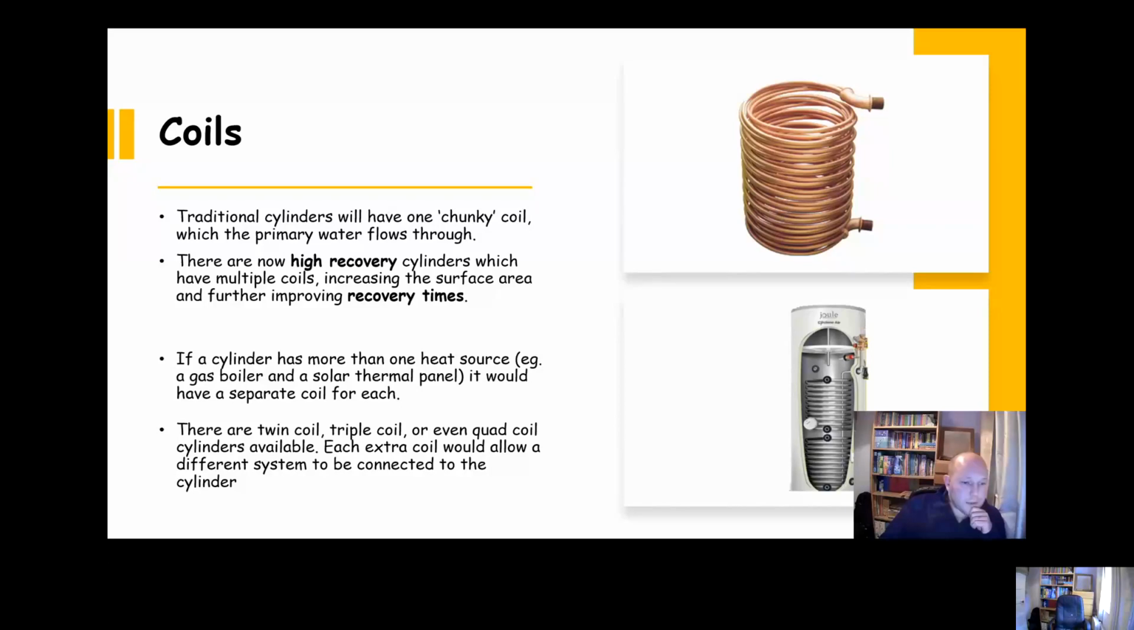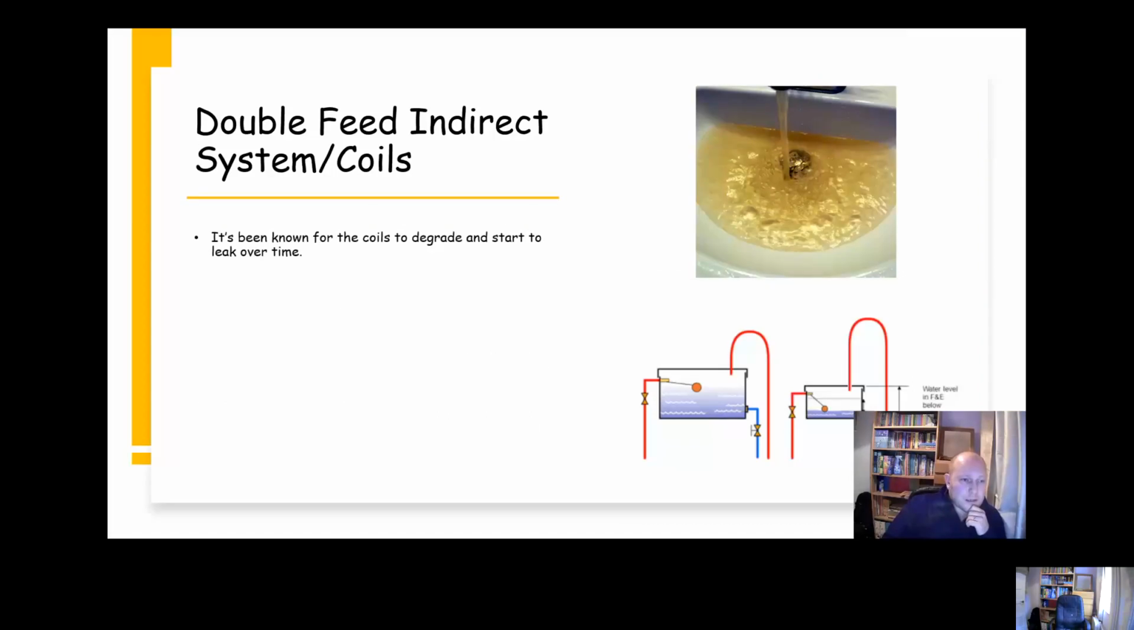But yeah, there's twin coil. You can get twin coil cylinders, triple coil, even quad coil. Each extra coil would allow for a different system type to be connected to the cylinder. It's been known for coils to degrade and start to leak over time. We might see this if discoloured water starts to flow from our taps, essentially.